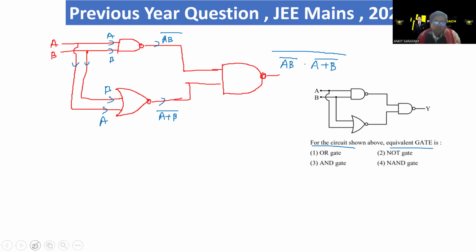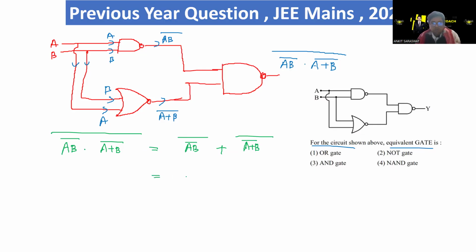NAND. Now see, bar A dot B, you know that is A bar plus B bar. If you put one more bar on it, then the bars cancel out. So this will be only AB, and this is A plus B.